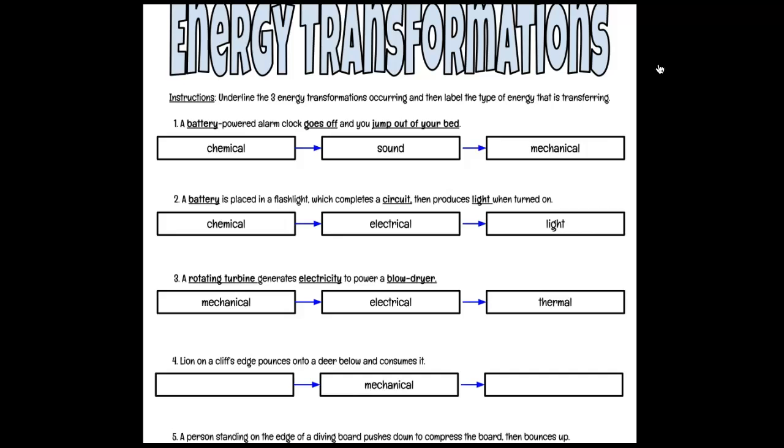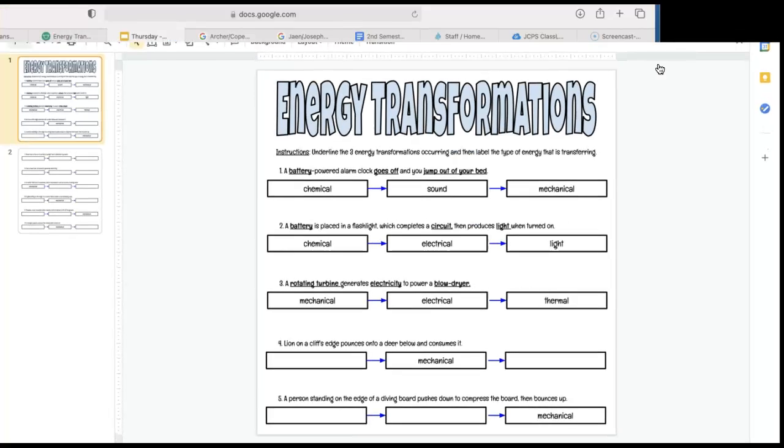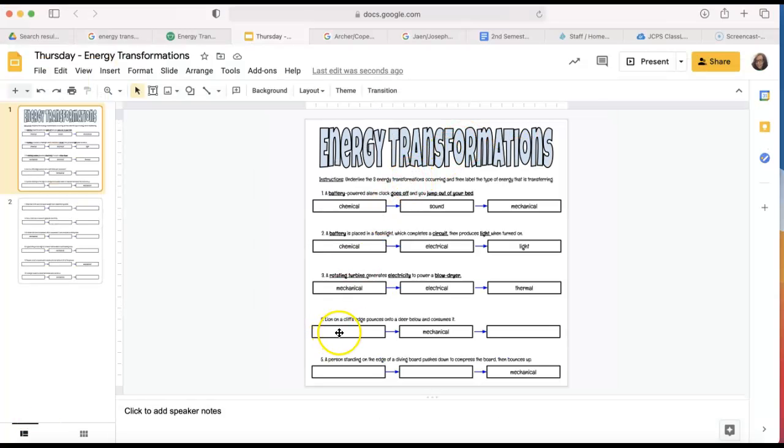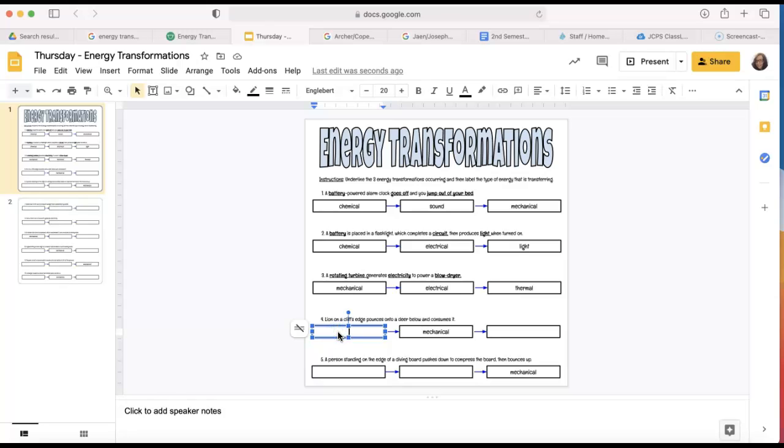Number 4 says a lion on a cliff's edge pounces onto a deer below and consumes it, which means he eats it, right? So if you have a lion on the cliff's edge, he's about to move, but he hasn't moved yet. So we know it's stored energy. It's some type of potential energy. There are different types of potential energy. You can have gravitational potential energy where the gravity pulls you down. Or you have elastic potential energy, which is the stretchy kind, like a spring.